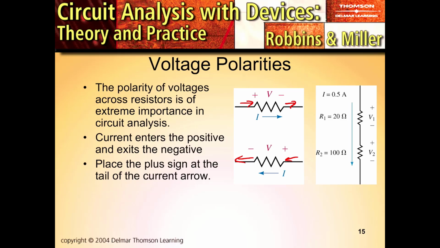So the direction of current determines the voltage drop polarity, and the amount of current and the resistance determine the magnitude of that voltage. The polarity of voltages across resistors is of extreme importance in circuit analysis. Current enters the positive and exits the negative. Place the plus sign at the tail of the arrow and the negative sign at the head of the arrow. In all cases, that's what we've done. We've used the direction of current in each one of these diagrams to determine the voltage drop polarity: current entering the plus, exiting the minus.